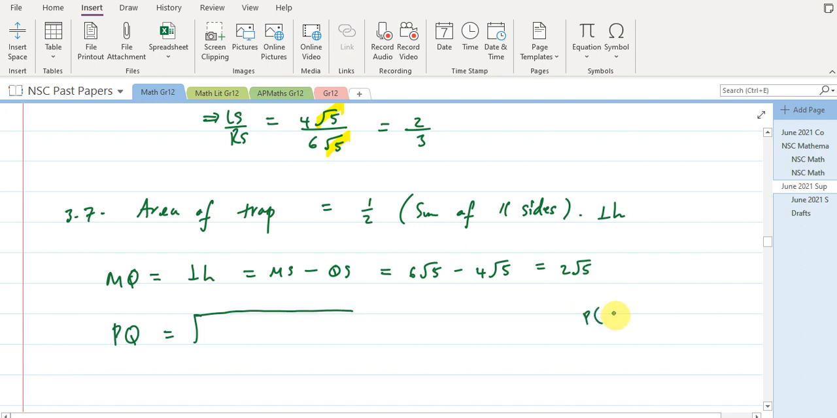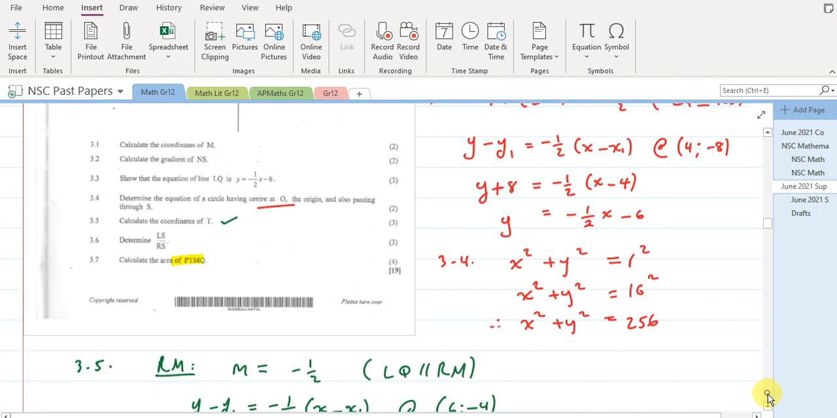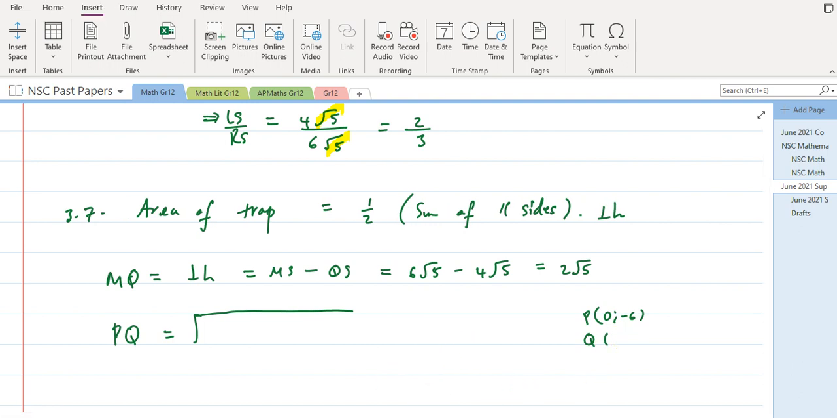Yes, what is PQ? PQ is equal to the square root of, I'll write the two coordinates down. P was 0, minus 6. And Q was, let's look at the diagram, 4 and minus 8. So we can find the distance PQ using the distance formula: 4 minus 0 all squared plus minus 8 minus 6, so minus 8 plus 6 all squared.